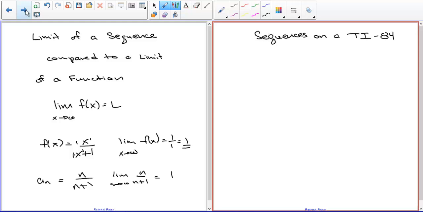So now I go back to mode, go down to sequence, and then graph, and I have 1 over n, which is equivalent to 1 over x, and I graph that. It looks the same. It's the same shape, except it's only got 6 dots, one for n equals 1, 2, 3, 4, 5, 6. And you can see as the sequence gets larger in terms of n, the value of the sequence approaches 0.